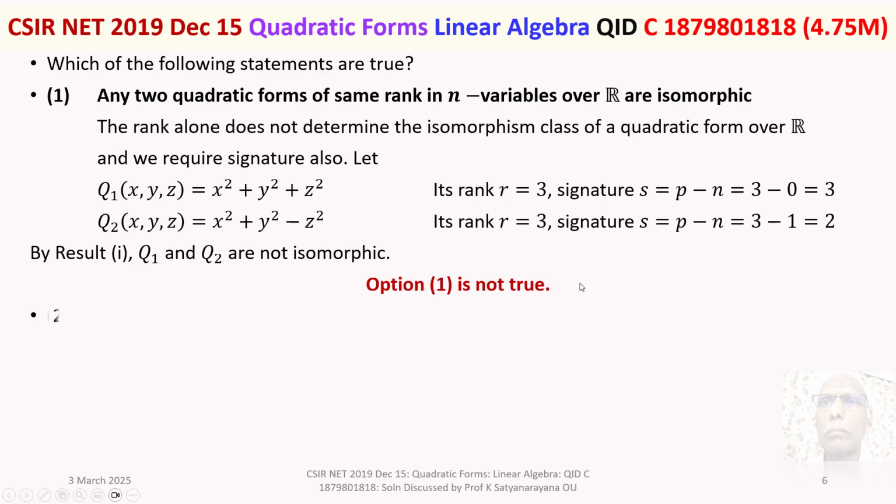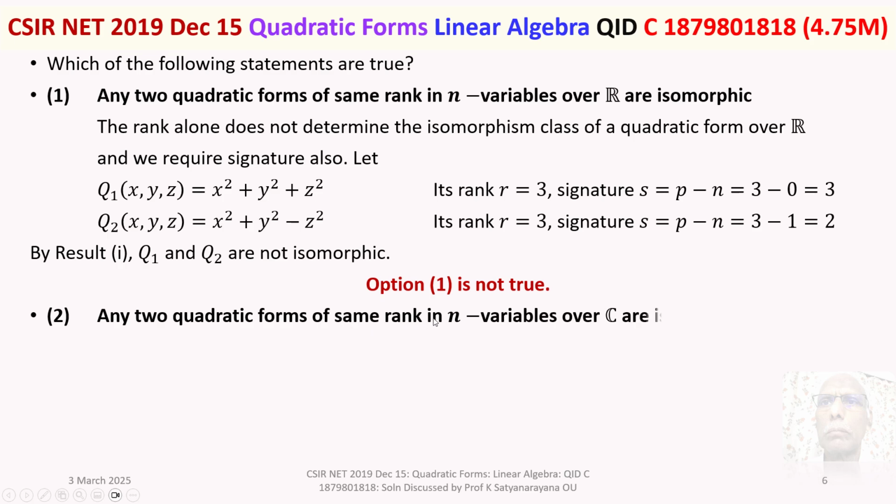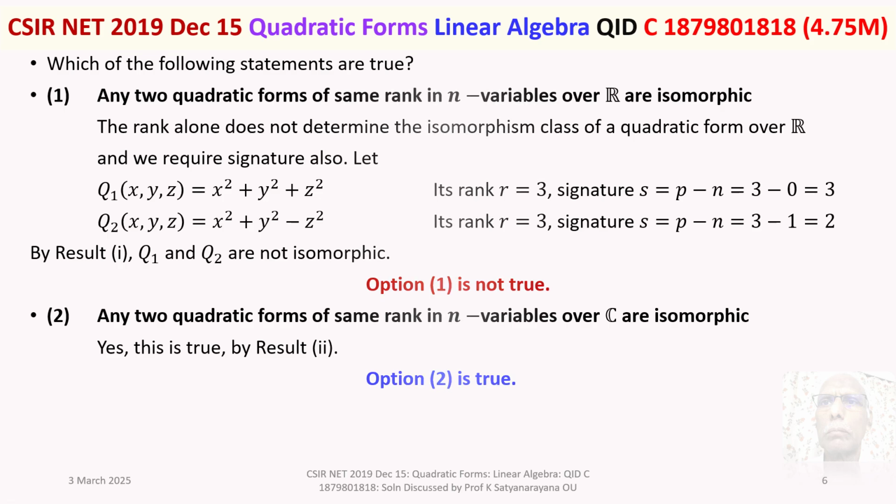We consider option 2. Any two quadratic forms of the same rank in n variables over the complex field are isomorphic. Yes, this is true by result 2. Therefore, option 2 is true. We move to the next slide for the discussion of the remaining options.